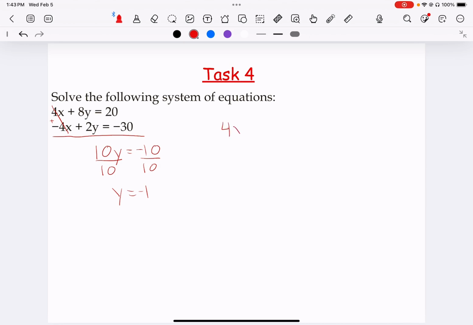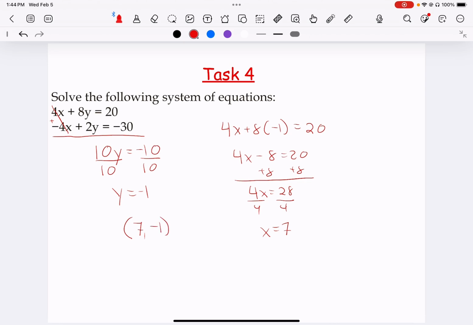Now to find x, I'm going to substitute in: 4x plus 8 times negative 1 equals 20. 4x minus 8 equals 20. Add 8 to both sides. 4x is equal to 28. And divide both sides by 4. x is equal to 7. So my ordered pair would be (7, -1).